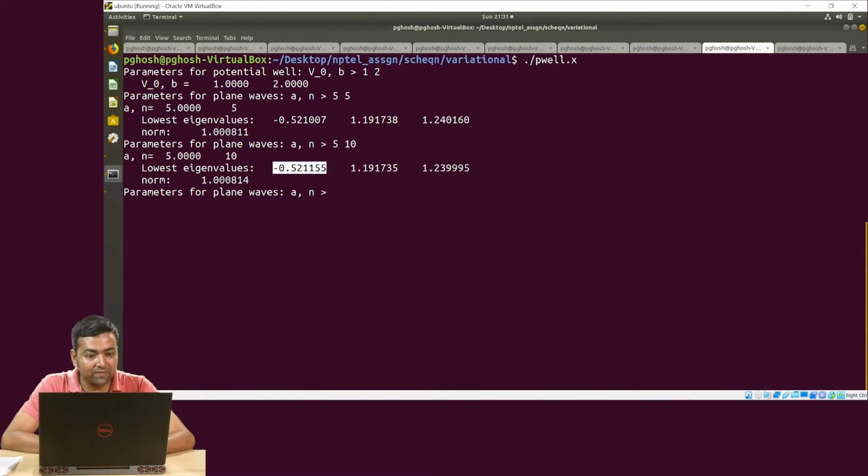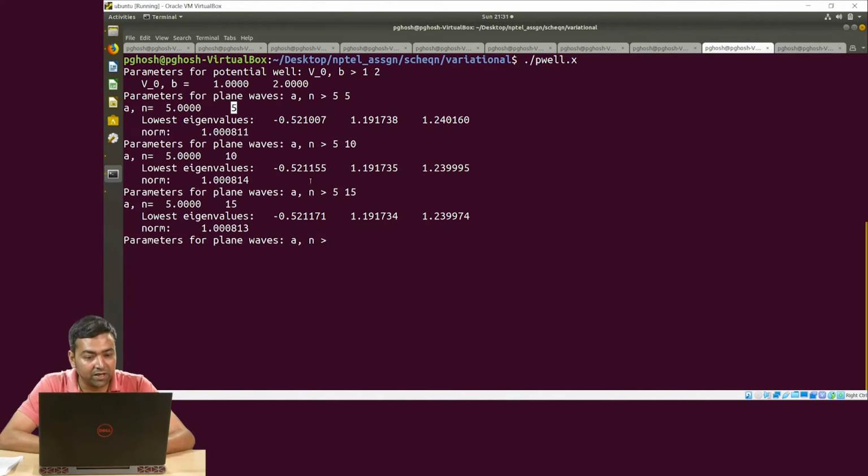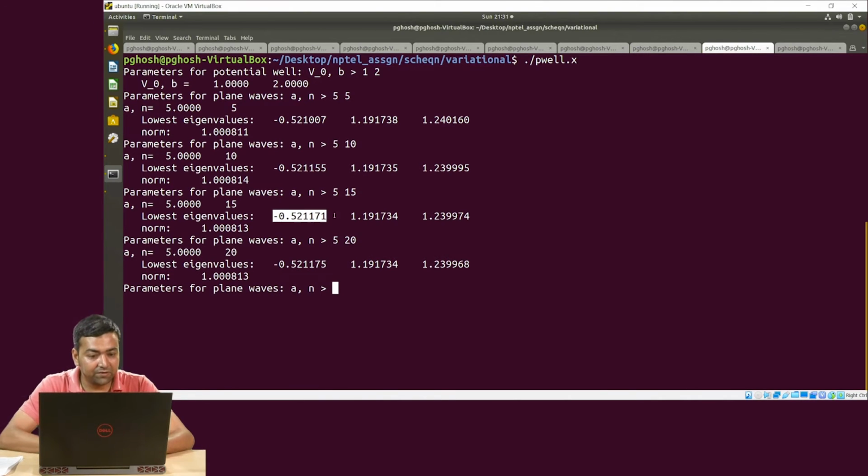The new eigenvalue which I get is -0.521155, which is lower than the eigenvalue which I get when I use 11 plane waves. If I increase the number of plane waves further, then I see that the ground state, the lowest energy eigenvalue, reduces further. And if I go to say 20, then you see there is still a slight reduction here. So, the question is, is this the correct behavior which we expect?